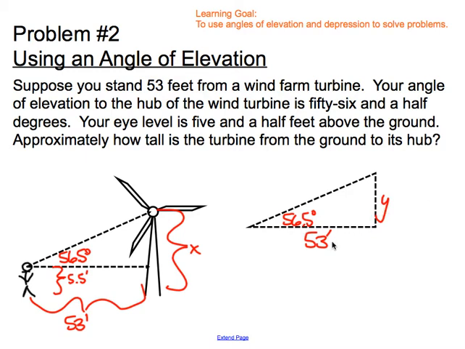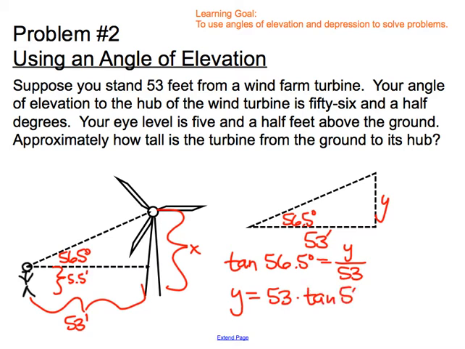Here we have opposite and adjacent. We don't have the hypotenuse for this triangle. So we know that we're going to use the tangent trig function. Tangent of 56.5 degrees is going to equal the opposite side, y, divided by the adjacent side, which is 53. So in this case, we can solve for y, and y is going to equal 53 times the tangent of 56.5 degrees.